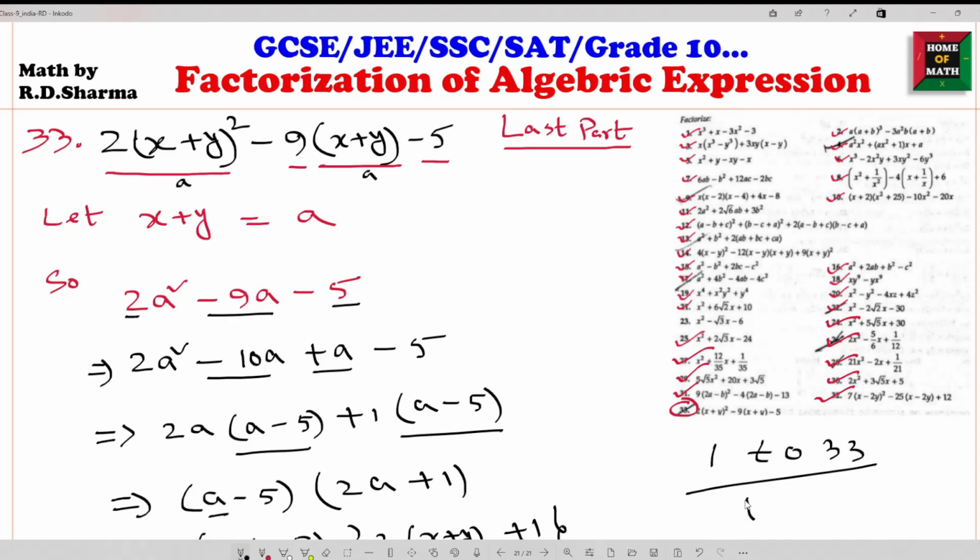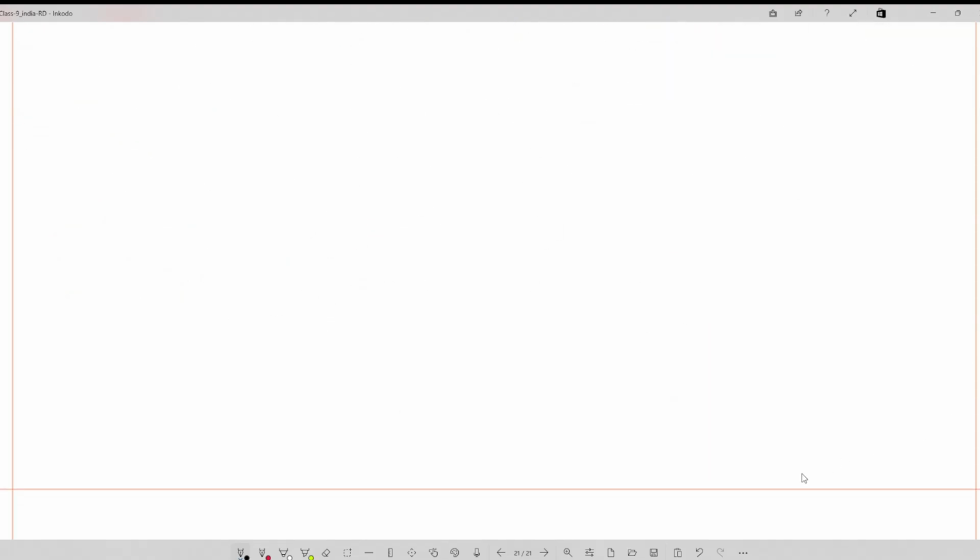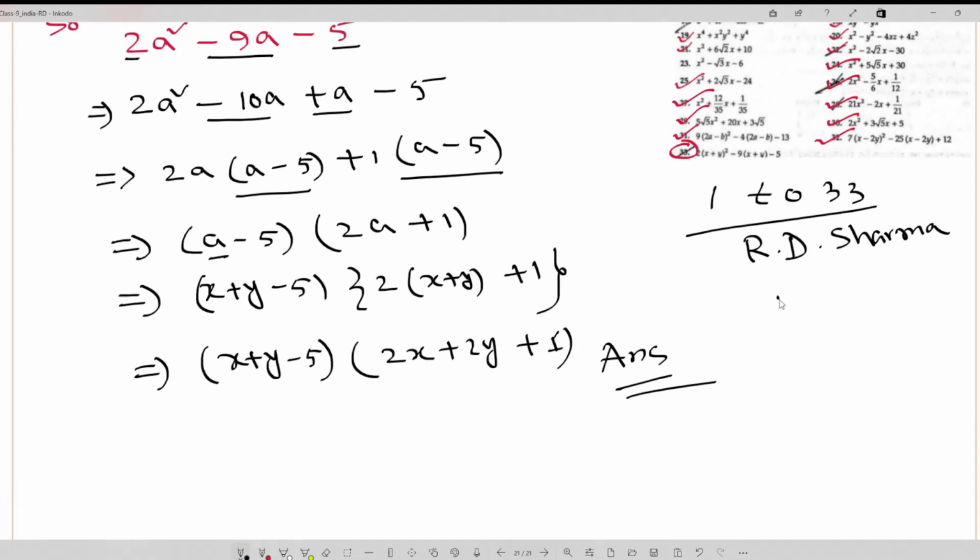Our book name was R.D. Sharma, and we had completed exercise 5.1.